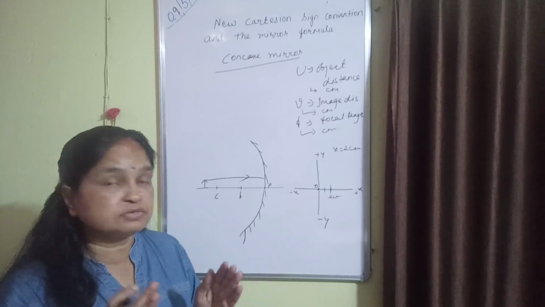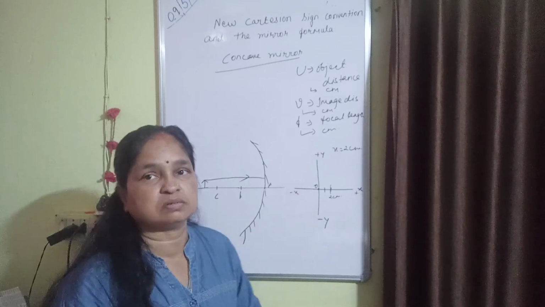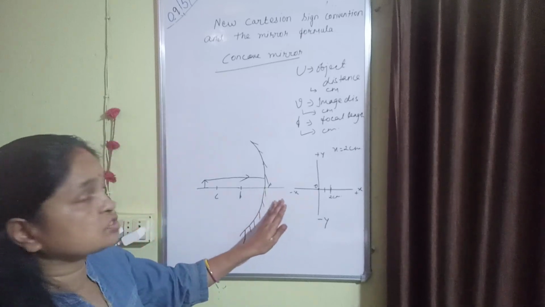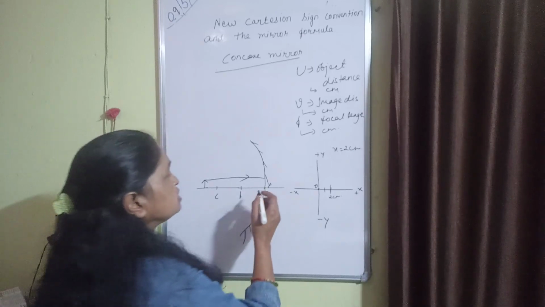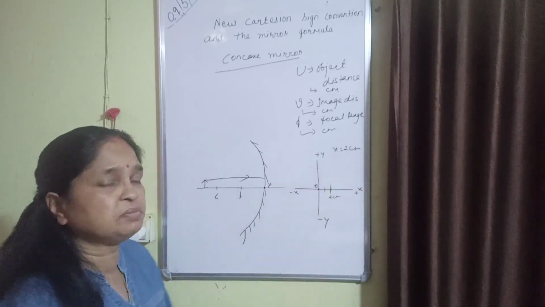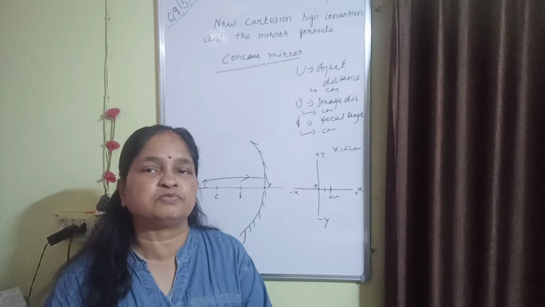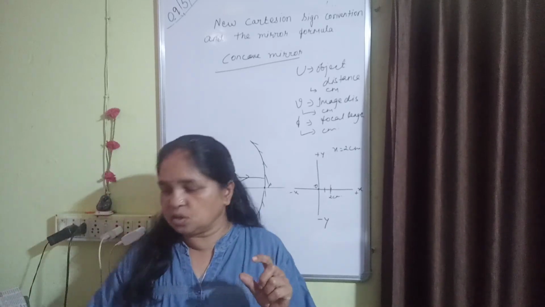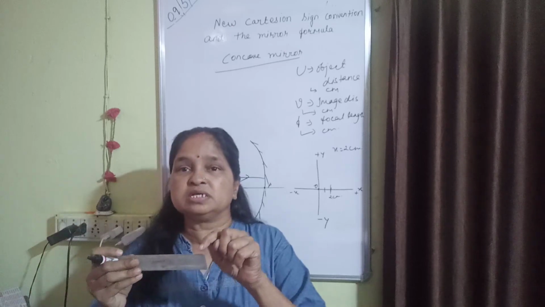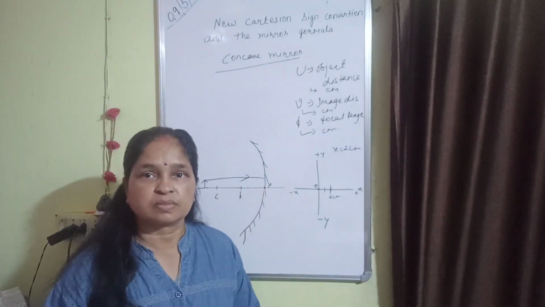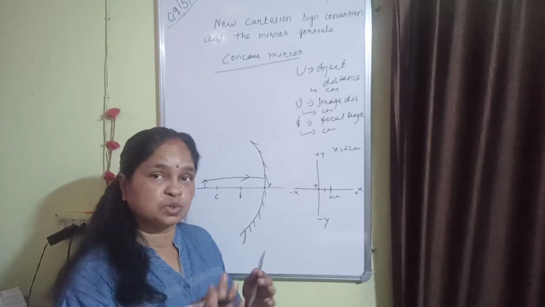Means we have started from some origin. In case of mirror, the origin is pole. Any distance you measure, you start measuring from pole. In your scale, whatever be the zero, that should lie on the pole. Now it is clear? So check it.